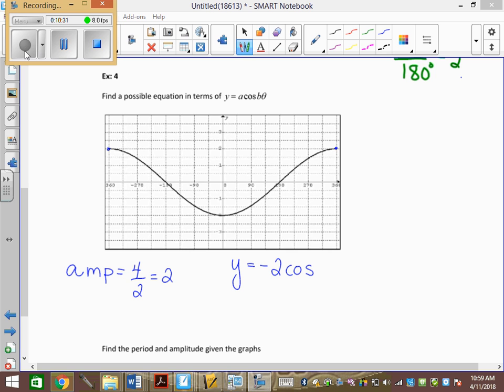720. So you're going to do B equals 360 divided by 720, which is a half. Does that make sense? You're stretching it horizontally by a factor of 2. It's normally 360. It's now 720. Boom, you're right. Okay, plug it in, make sure it's right.